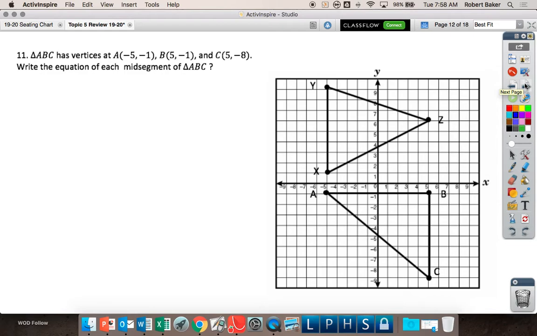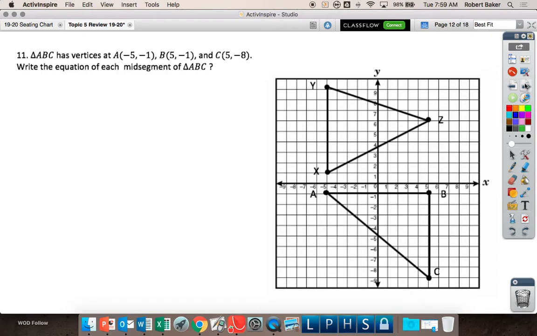So number 11 looks pretty similar to your quiz. It says write the equation for each mid-segment of triangle ABC. So in this problem, you're looking at triangle ABC, and you have to find the mid-segment for each one. Then you have to find the equation for each mid-segment. So it's a lot of information going on here. We tried to give you guys a nice triangle and give you a little bit of success. So you have to remember a mid-segment does what? A mid-segment is a line that connects midpoints of triangles.